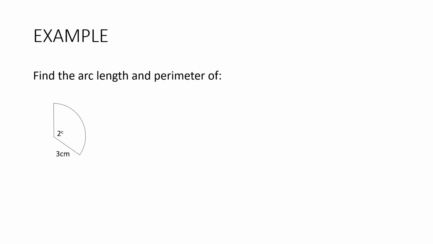Here's an example. Find the arc length and the perimeter of this sector. So we can see that our angle is in radians. It's 2 radians. Our formula is very simple. L is equal to theta r. We just multiply those two numbers. 2 times 3 is 6 centimeters. So that's this length here. If we want the perimeter, we're going to have to add on 3 and add on 3. So the perimeter is 6 plus 3 plus 3, which is 12 centimeters.